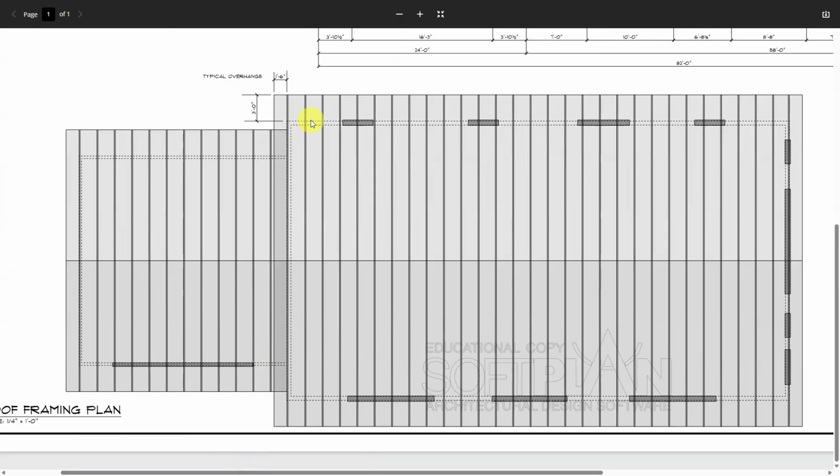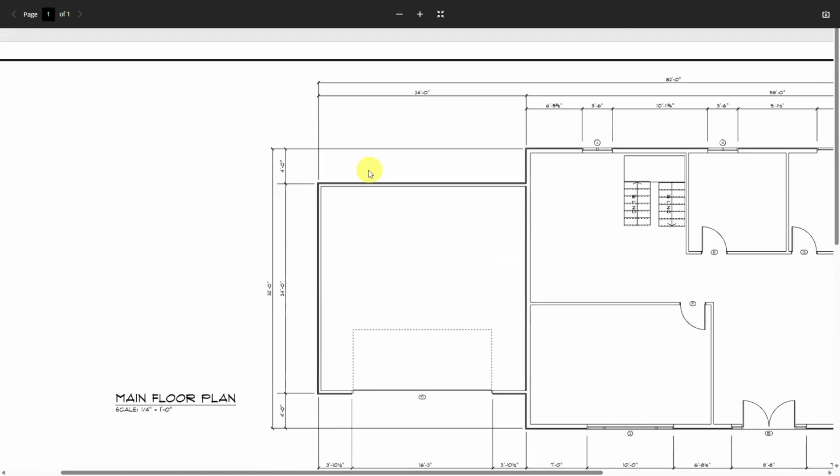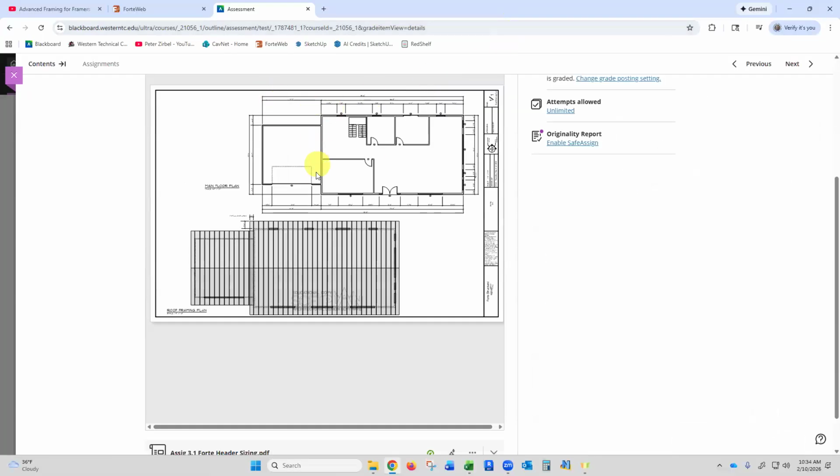The typical gable end overhang is only 1'6", and the eaves overhang is 3 foot. So those are the two numbers you need for your overhang. But then all the other dimensions are up on this plan, so you're going to need to have that out when you look at it.